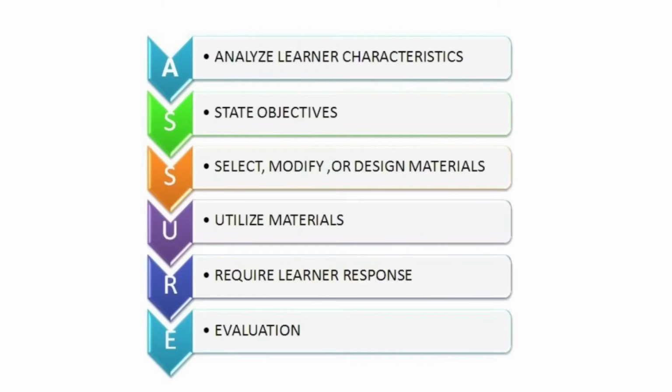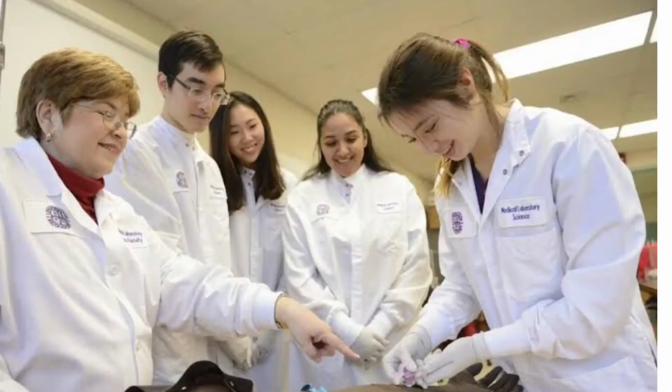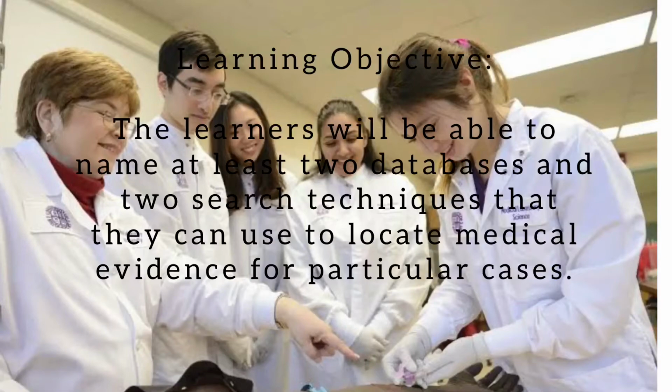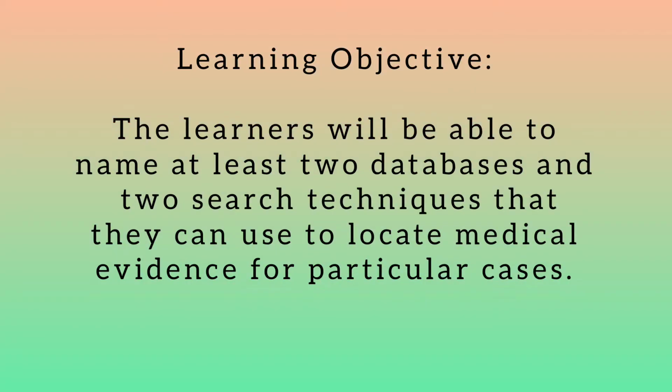After the analysis of the learners' attributes, the teacher must state standards and objectives for the learning module. The statement consists of a specification of what the learners would be able to do as a result of the instruction. Say, for example, in assessing medical students, the learning objective could be: the learners will be able to name at least 2 databases and 2 search techniques that they can use to locate medical evidence for particular cases.